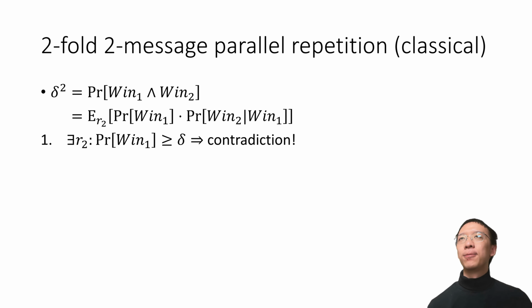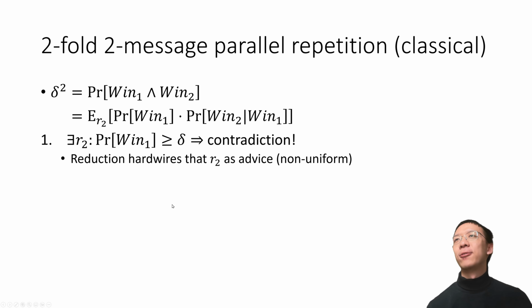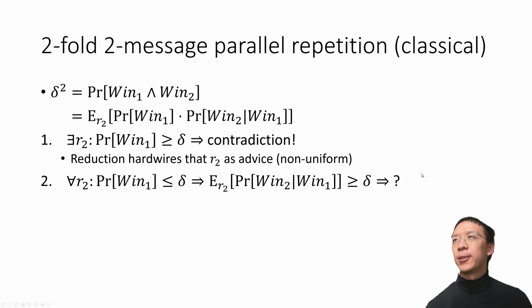Okay, so the classical proof proceeds by considering 2 cases. The first case is that there exists some good randomness R2 that you can fix here, such that the probability that the adversary wins fold number 1 is pretty large, so let's say at least delta. This will give you a contradiction, and the reason is that we can come up with a reduction where we simply hardwire the R2 as the advice, and then run the adversary where the second fold is fixed to R2, and the first fold is basically forwarding the external challenge. This reduction will succeed with probability at least delta, which is a contradiction as we desired.